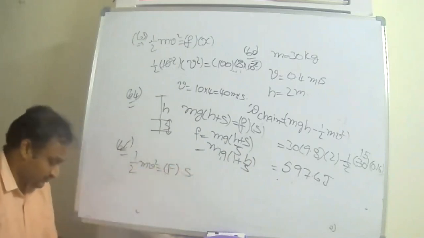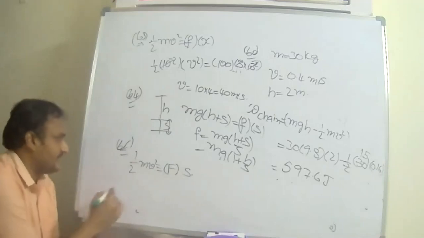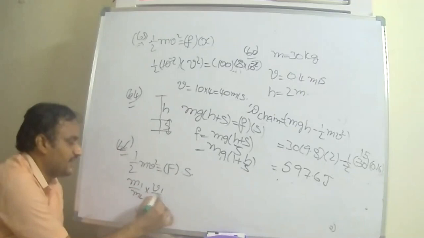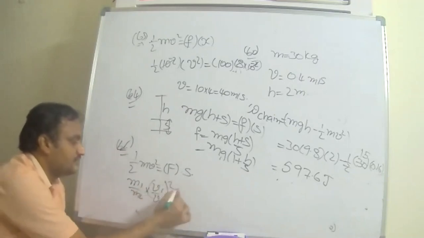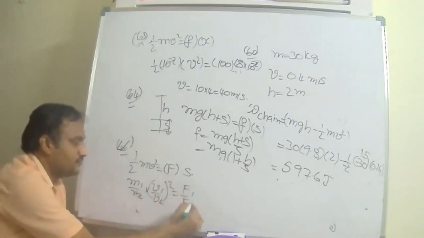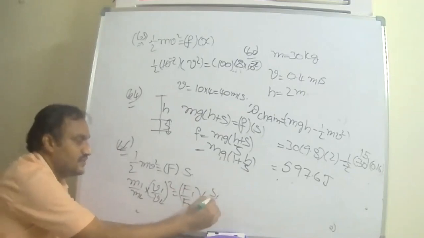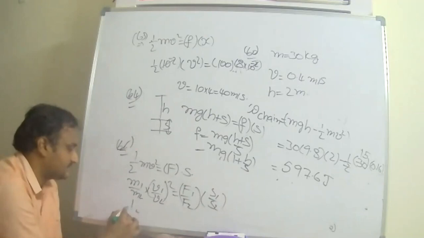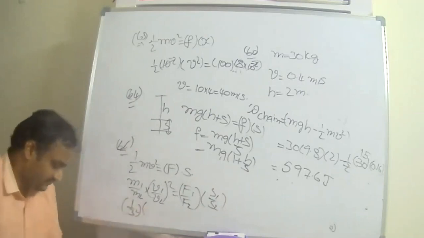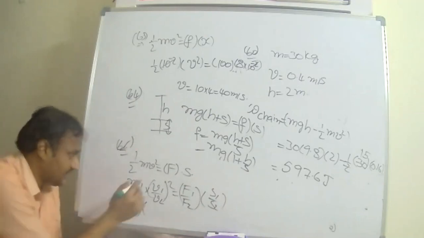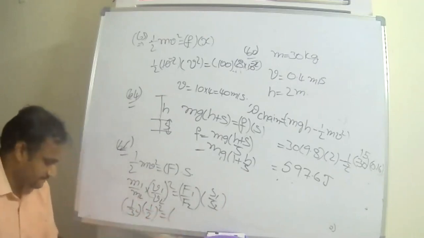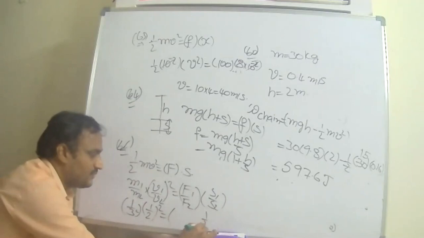Now look at what they said: the mass has become triple. So m1 by m2 into (v1 by v2) square is equal to F1 by F2 into s1 by s2. So m1 by m2, triple the mass, is 1:3. Velocity, moving with double the velocity, is 1:2 whole square. Half the distance is 1 by 2.